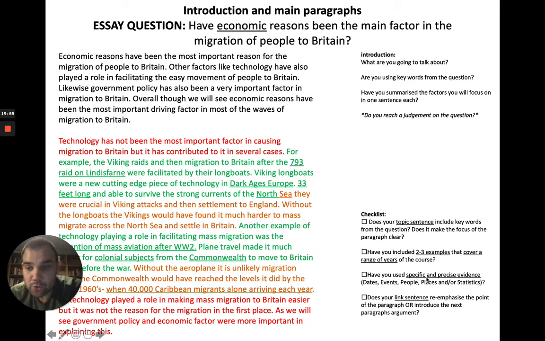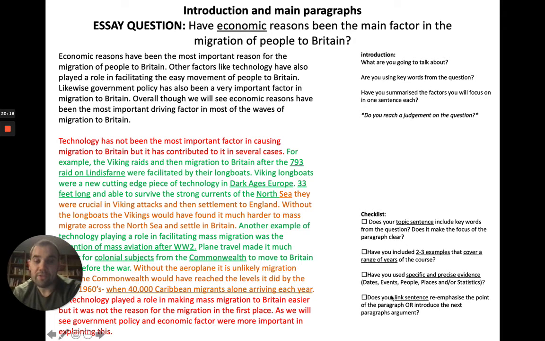Likewise, you want to make sure that you have got specific and precise evidence to back up your points. Okay, so it's one thing having a range of examples, but do you know names? Do you know dates? Do you know specific examples? Okay, I've underlined some of the examples of those in here. We'll read through it in a second. Okay, so make sure you've got lots of depth in your knowledge, in your explanations.